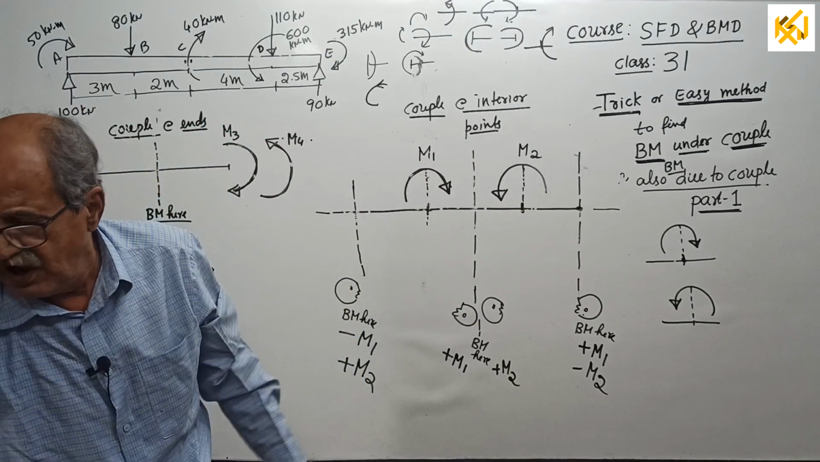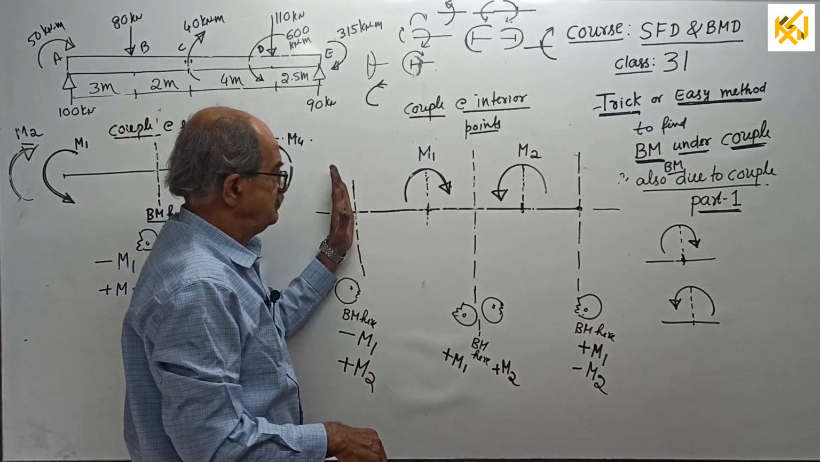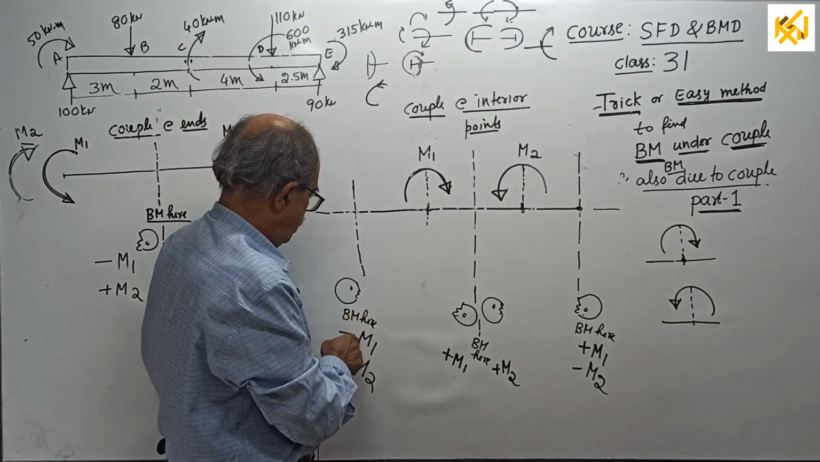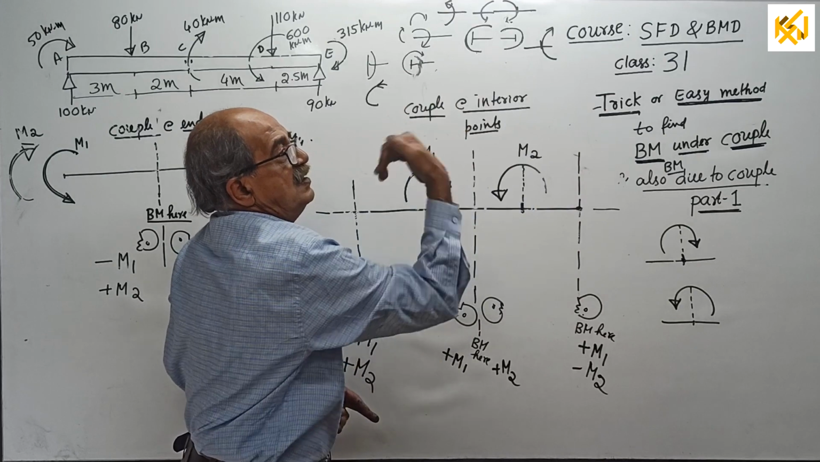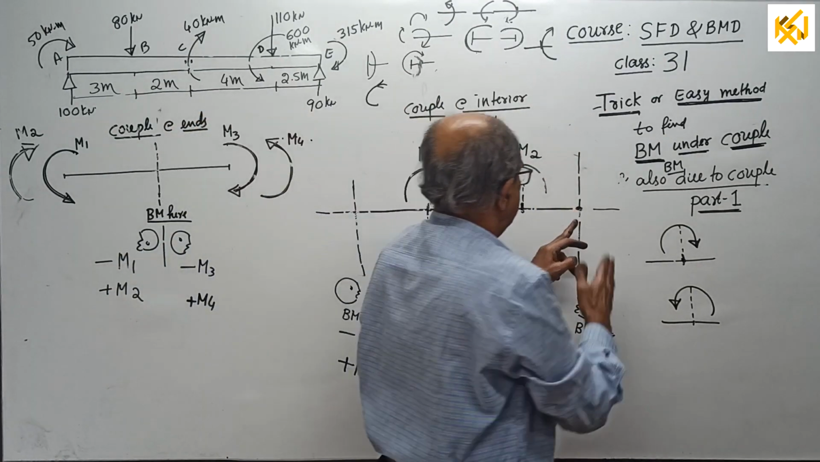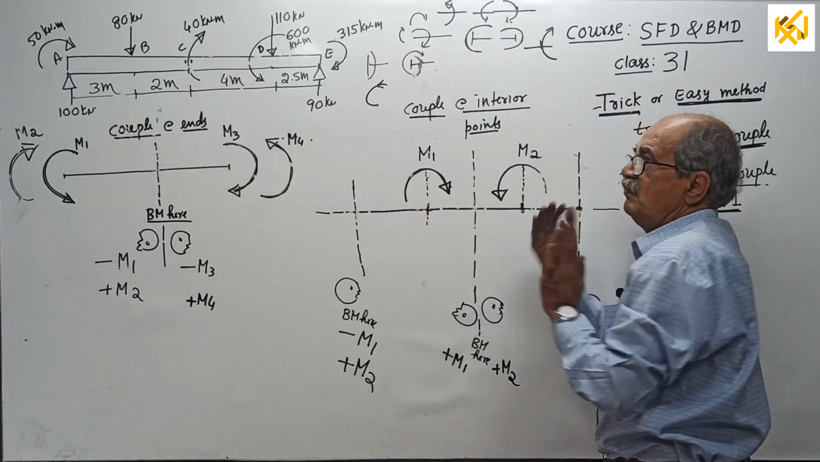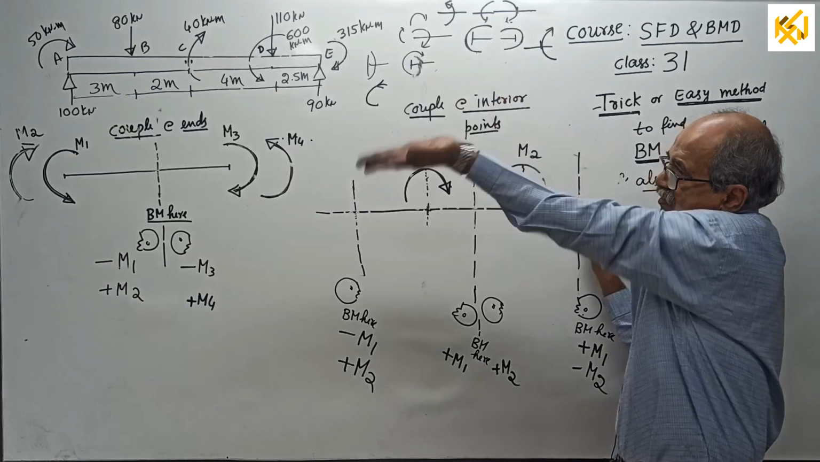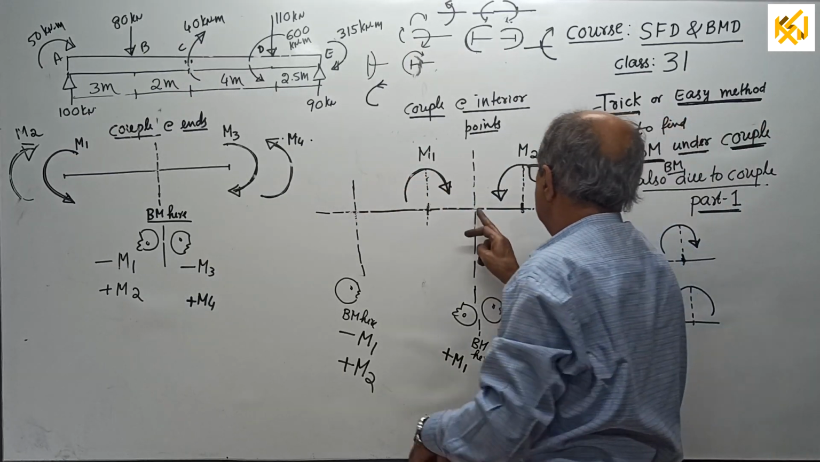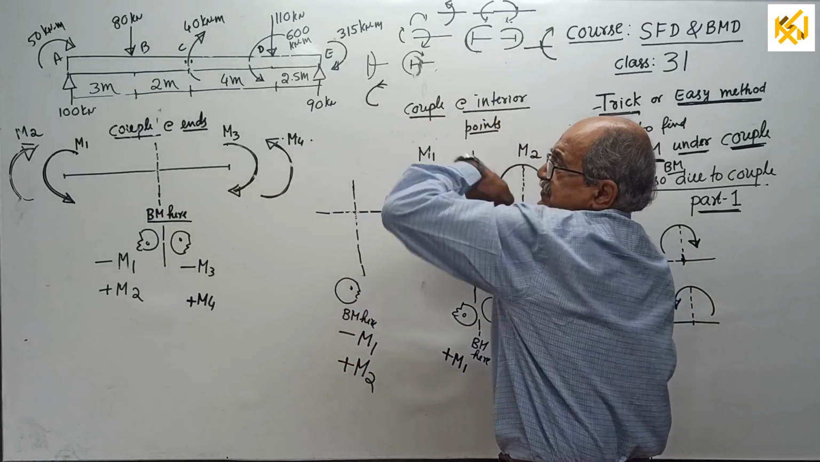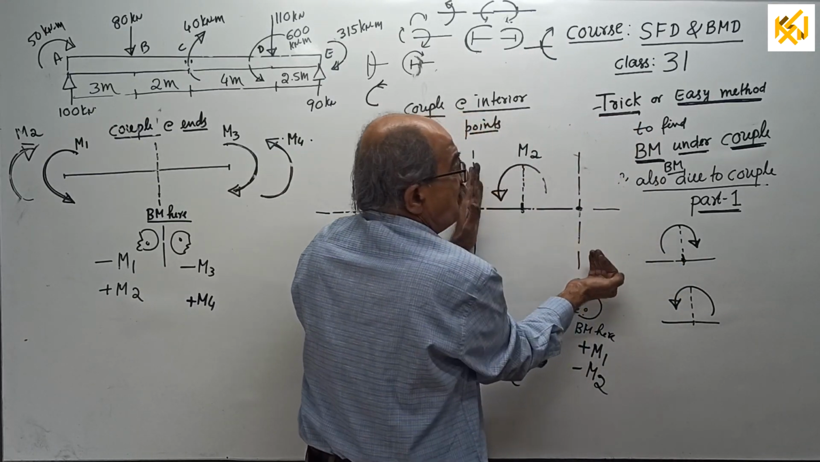So, start. Lastly, here, minus M1. Yes, coming to us. Plus M2. Here, yes, plus M1. Minus M2. Here, both are this way, see, plus M1. Or if I see this side, plus M2.